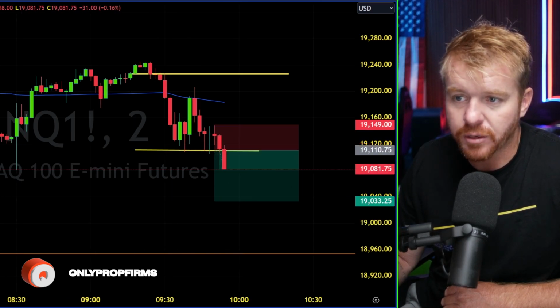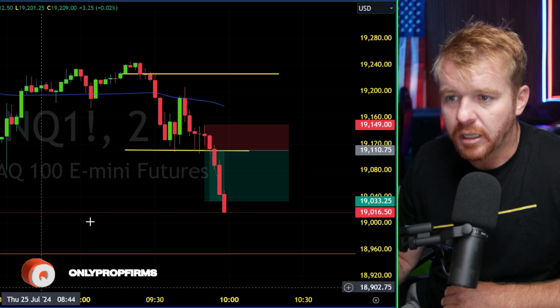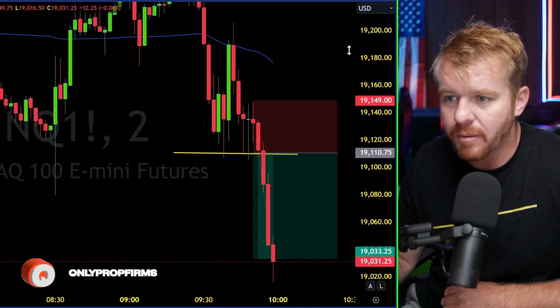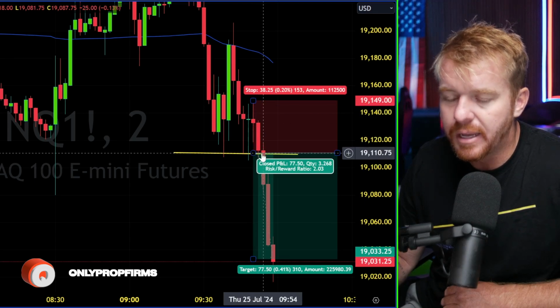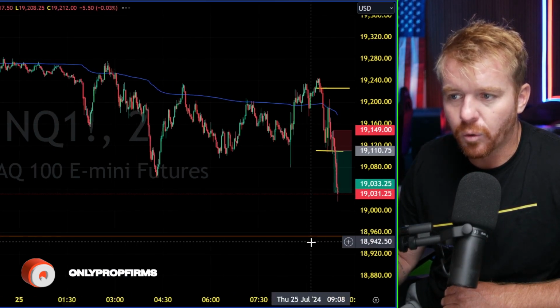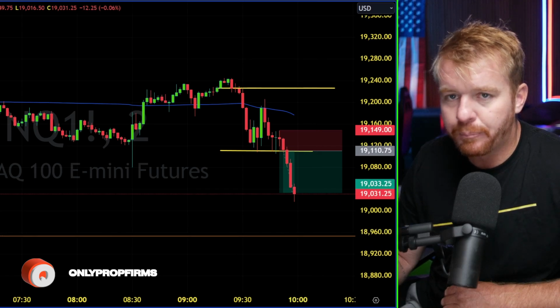And let's see if this works out. And would you look at that? The trade plan worked out beautifully. I took my risk. I had my stop above the high of these candles. I had my target down here. I probably could have gone a little lower, especially since we had that pivot point down there.